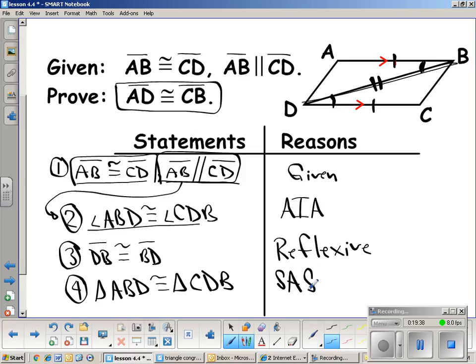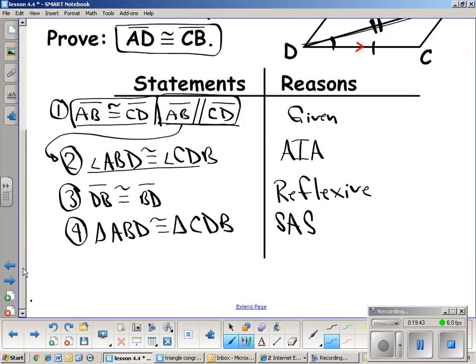Okay? Now once I've proven the triangles are congruent, now I'm ready for this last step. Segment AD is congruent to segment CB. You know the reason? I know what you're doing. I was just asking if you know the reason.